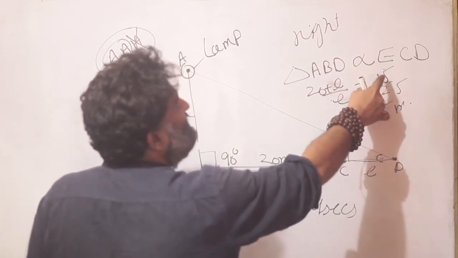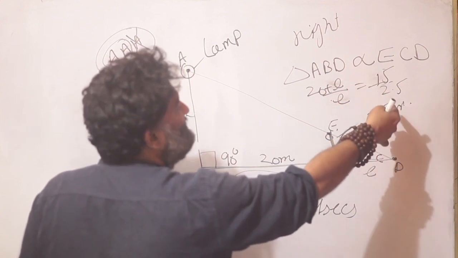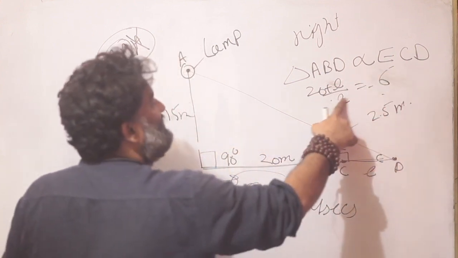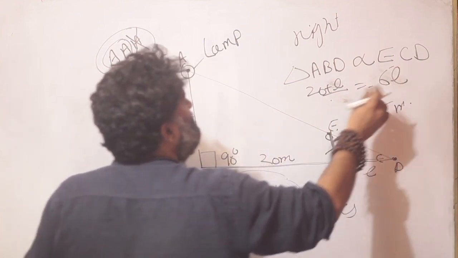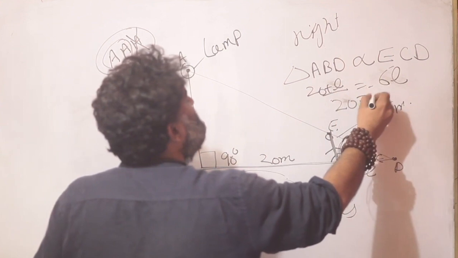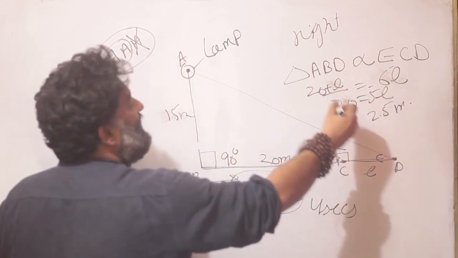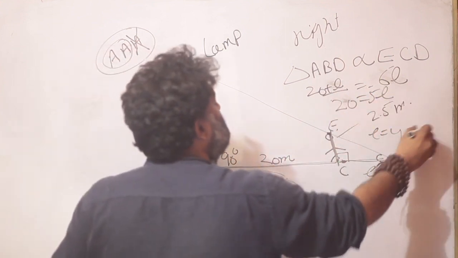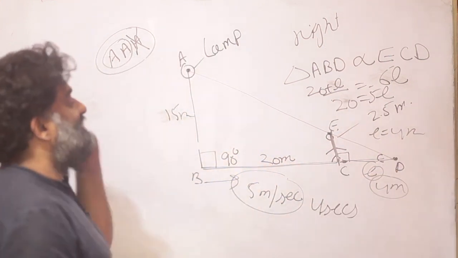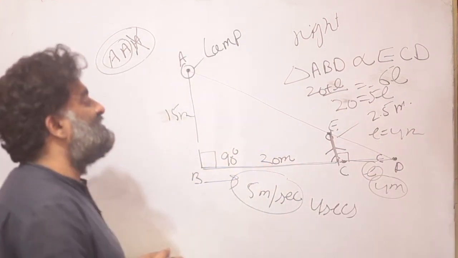2.5, 5 3s are 15, 2.5 twice is 5, so this would be overall 6. This length can be moved here, so I have 20 plus L is equal to 6L, so 20 is equal to 5L and length will be 4 meters. So this would be 4 meters. Check the values for yourself, check the process is correct or not.